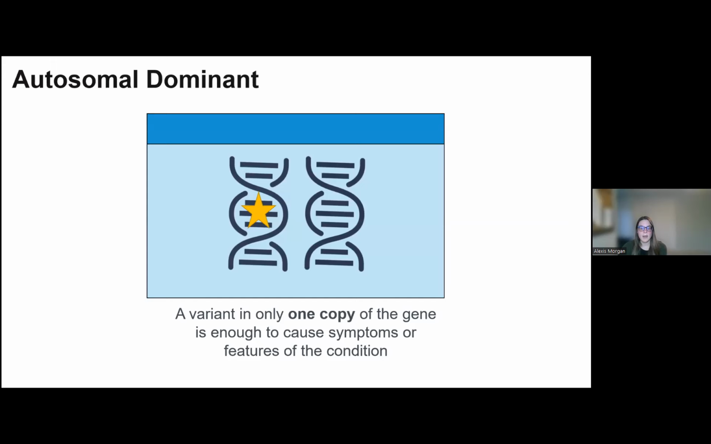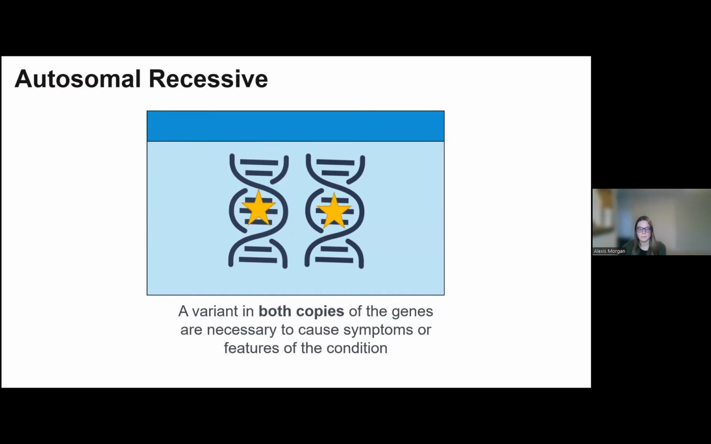For autosomal dominant conditions, that means we typically have 2 copies of the gene, and a pathogenic variant in only 1 copy of the gene is enough for somebody to have symptoms or features of the condition. Whereas autosomal recessive conditions means we typically have 2 copies of the gene, and there needs to be a pathogenic variant in both copies of the gene in order for somebody to have signs or symptoms of the condition.